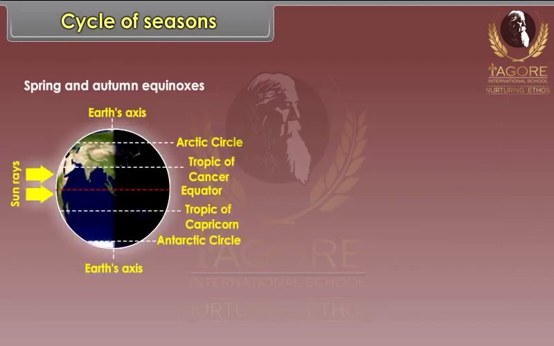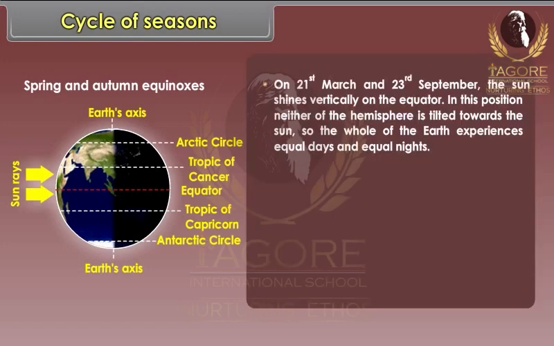Spring and autumn equinoxes. On 21st March and 23rd September, the sun shines vertically on the equator. In this position, neither of the hemisphere is tilted towards the sun. So, the whole of the earth experiences equal days and equal nights. It is neither very cold nor very hot all over the world.